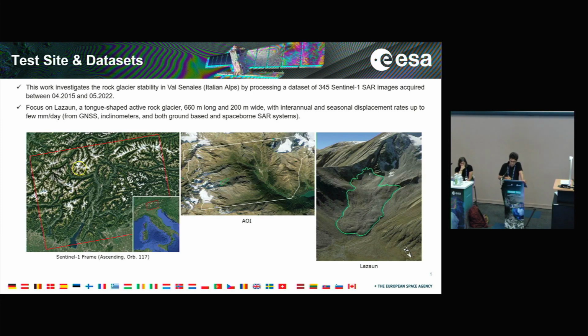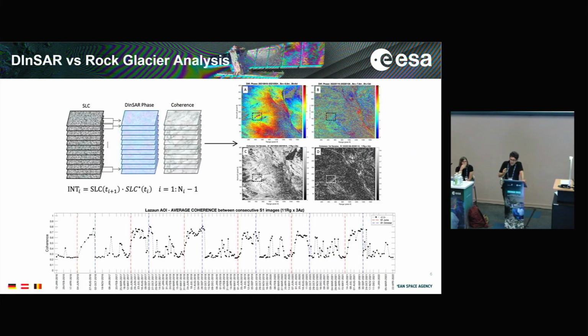differential SAR interferometry. We are very well aware of the critical decorrelation ongoing in this kind of area, so we started by investigating the behavior of coherence over time. We built up a stack of coherence by coupling consecutive acquisitions in order to decrease as much as possible the temporal decorrelation.